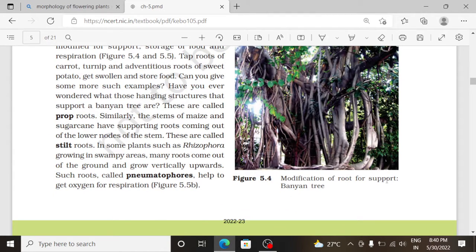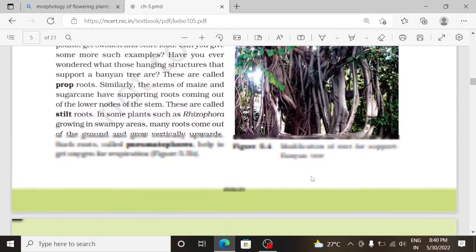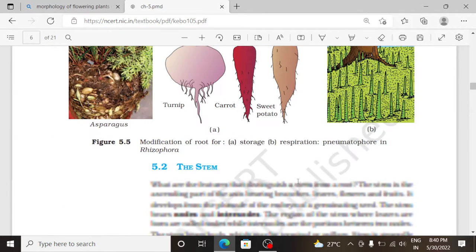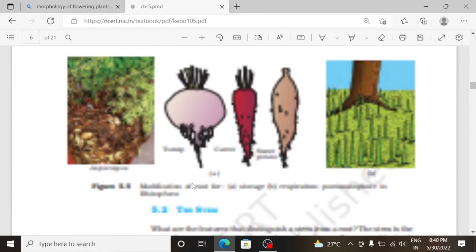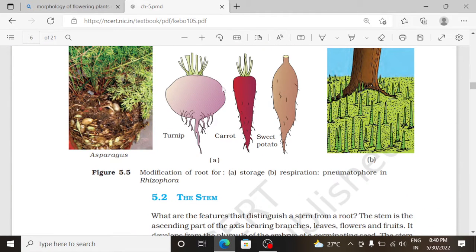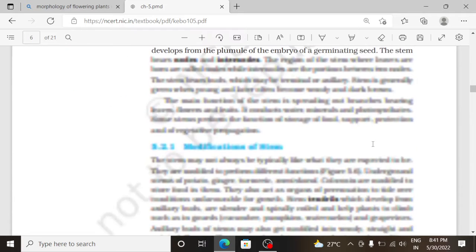Then modification of root for support. This is a banyan tree, and these are all the aerial roots of the banyan tree. You can see it. And these are the modifications of root for storage and for respiration, like pneumatophore in Rhizophora. A is stored in the form of starch. These roots perform the function of storage, and B is for respiration, the aerial roots which are called pneumatophores in Rhizophora.